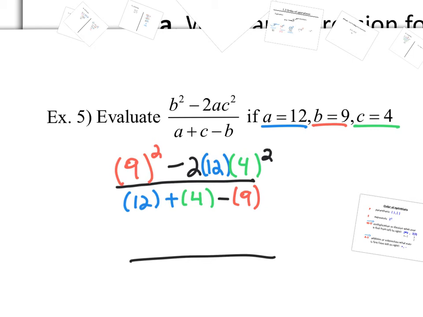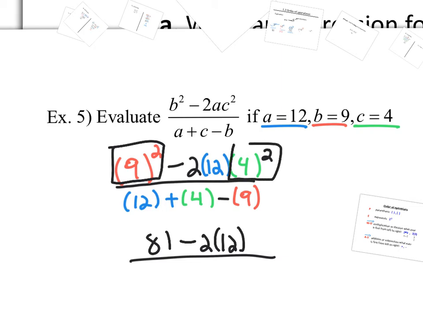So we do exponents. So 9 squared, 81, minus the 2 times the 12. And I'm going to multiply. I'm going to square the number, and I have a 4. So 4 squared right here.